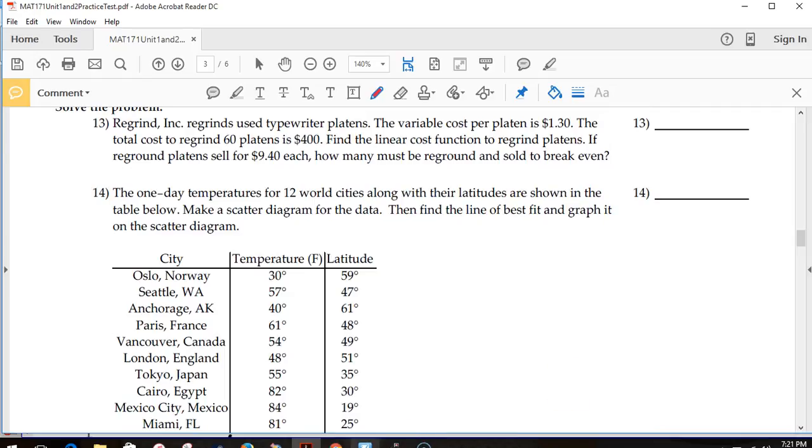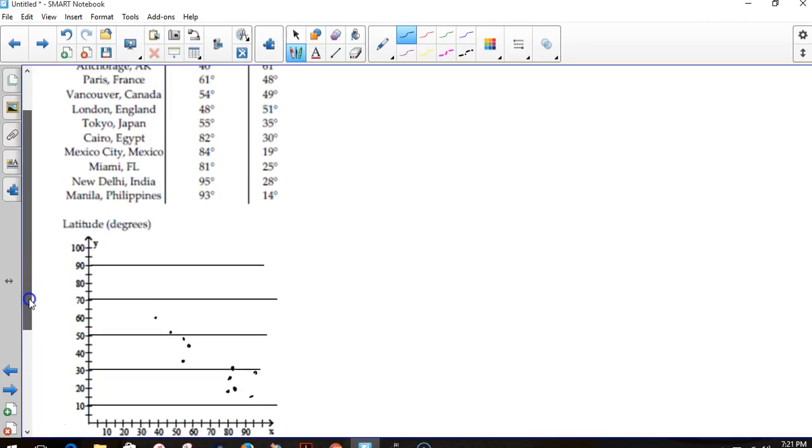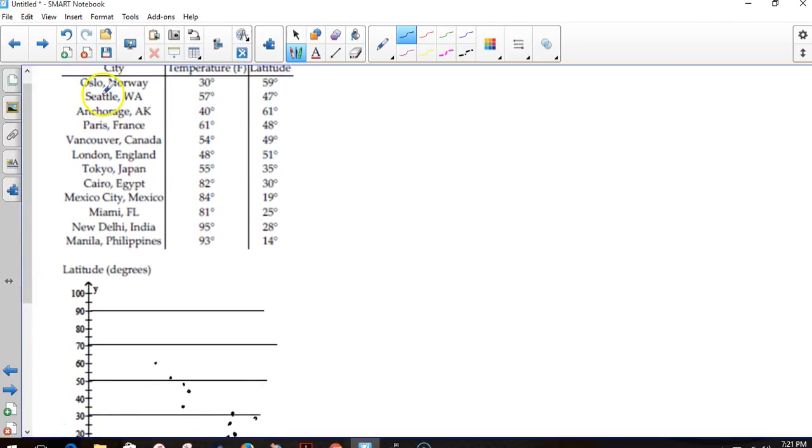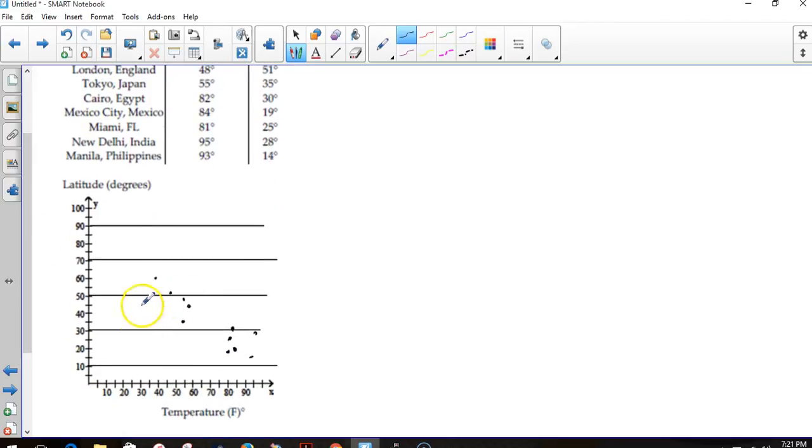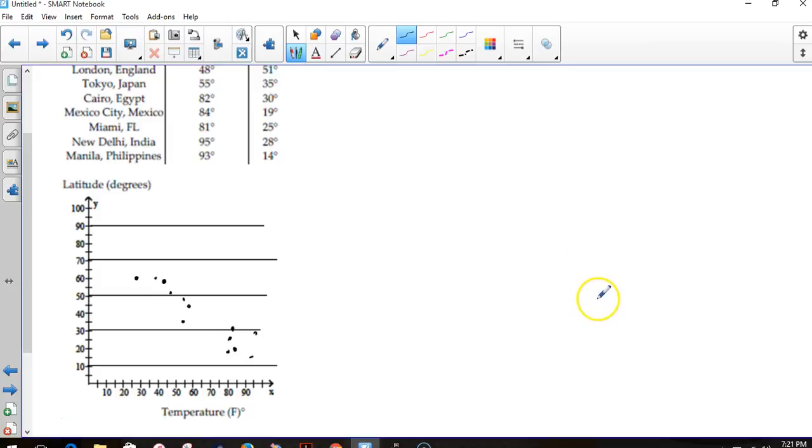So now I have almost all of my points plotted. I left the last, or the first two, for us to graph, 30 and 59. So we go to 30 on the x and then up to 59, so right about here. And then 47 to about 57, and so you get something that looks like this. So not a really good graph, right?